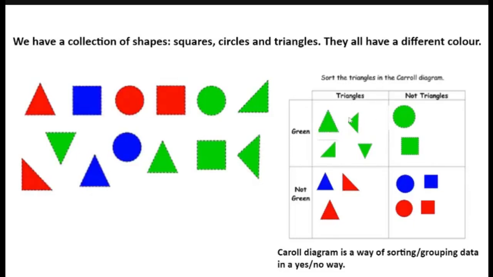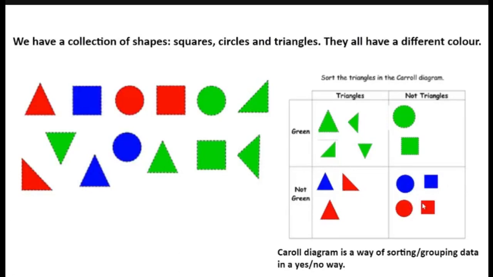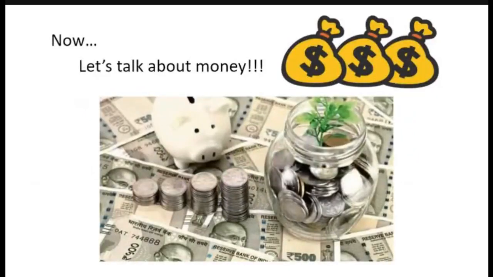Green triangles, green not triangles, triangles that are not green, and not triangles and not green. Now, let's talk about money.